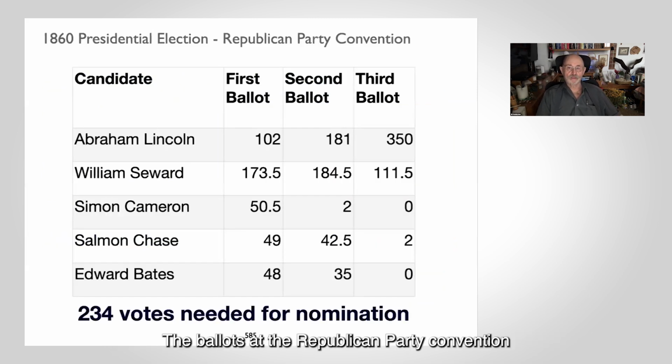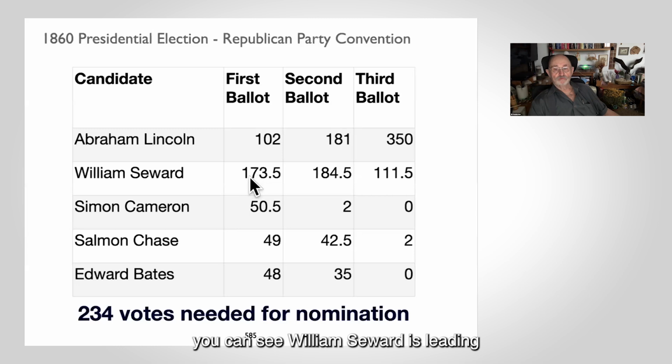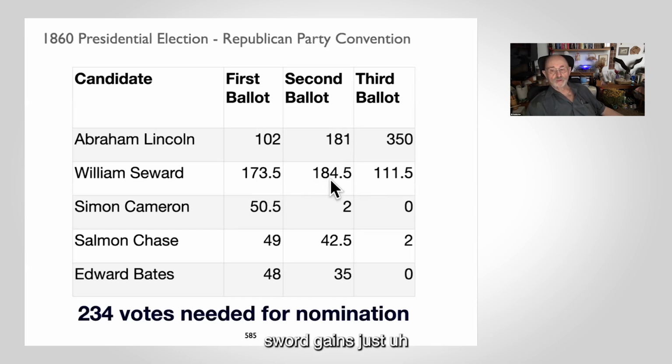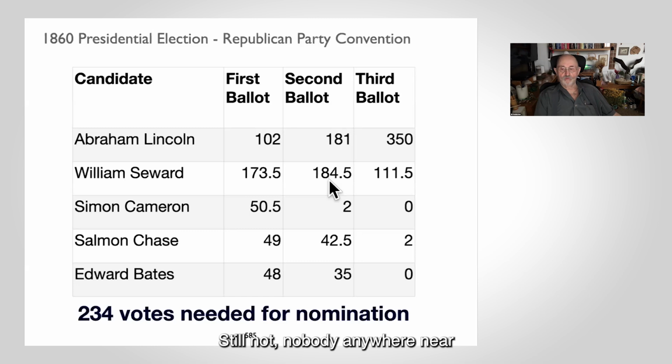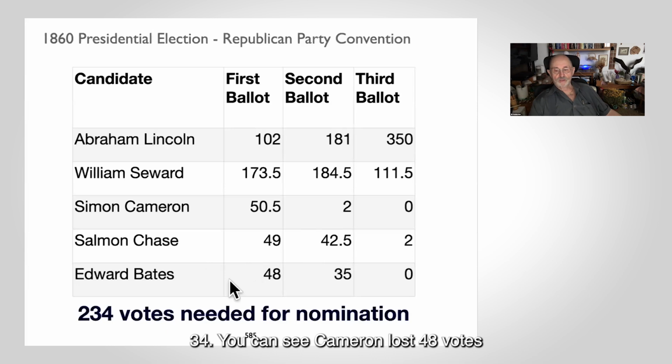The ballots at the Republican Party convention. You can see William Seward is leading on the first ballot with 173 votes. You need 234 votes for nomination. 5 candidates. Nobody reached that 234 votes. Lincoln gains a great deal, about 79 votes here on the second ballot. Seward gains just 11 votes. Still nobody anywhere near 234. You can see Cameron lost 48 votes, Chase lost 7, and 13 lost by Bates.